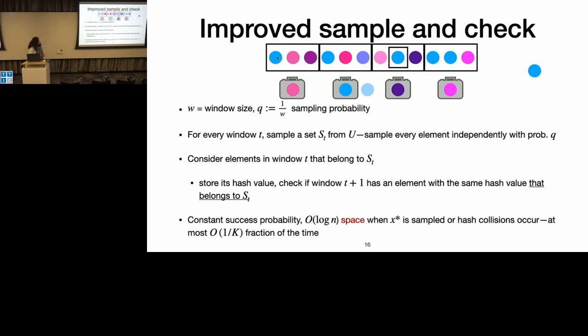So this, again, we can argue that it has constant success probability, much like previously. And the best thing is it uses log n space only when the heavy hitter is sampled or when you have hash collisions. This can happen only a 1/k fraction of the time, because k was the number of hash buckets, so k was like log n to the 100. So you're going to use log n space only in that fraction of the stream, and so you're good. We got all the properties that we wanted. Perfect. So this basically solves the problem.